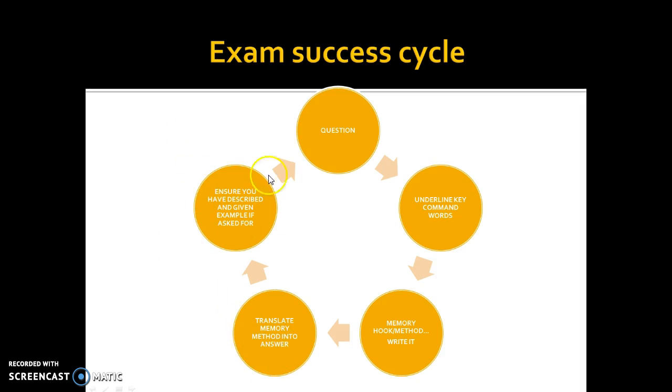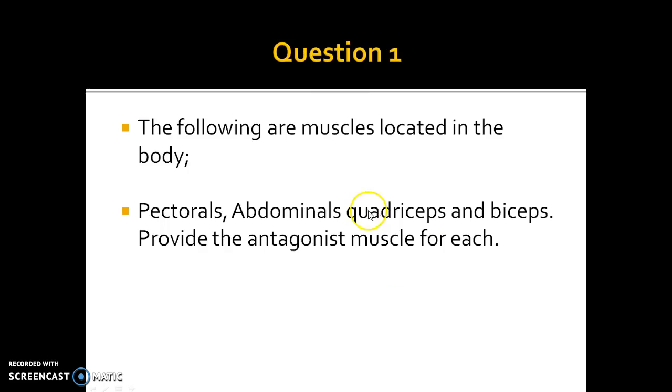From that, you try and translate that way that you've learned to remember it, and then answer the question. And then finally, you have a little check and think, right, have I described it? If it's asked to be described, have I given an example, if needed? So there's your exam success cycle. That's what you should do for all exam questions. Going on from there, if I move on and show you what I mean. So going on here, question 1.